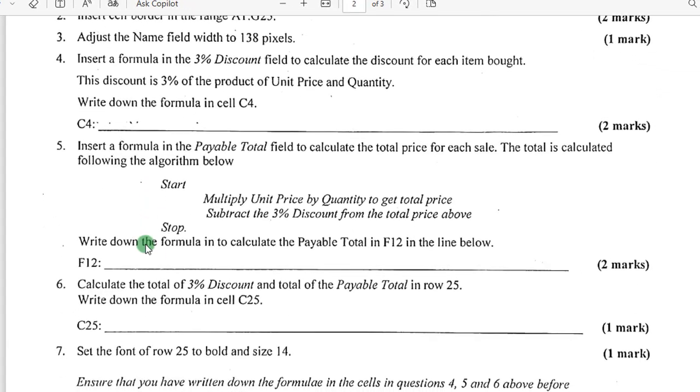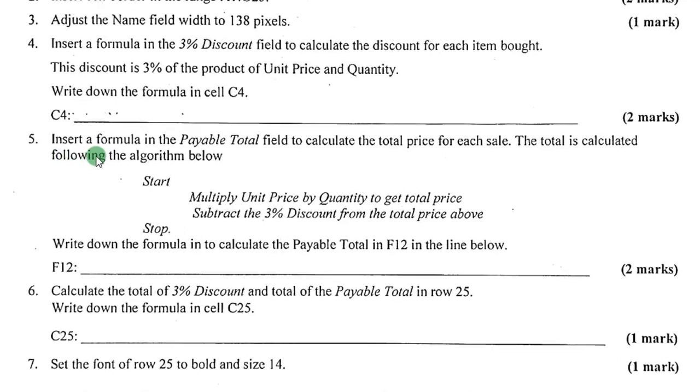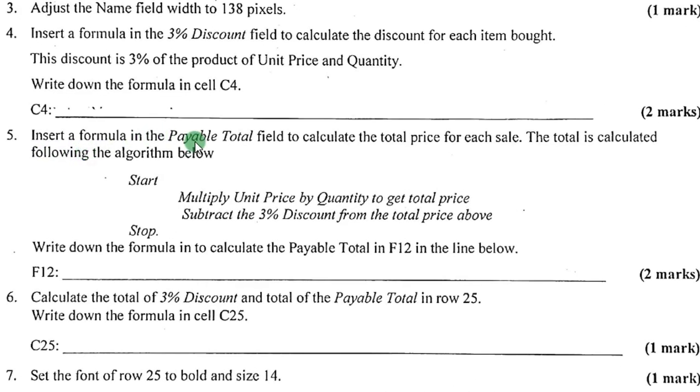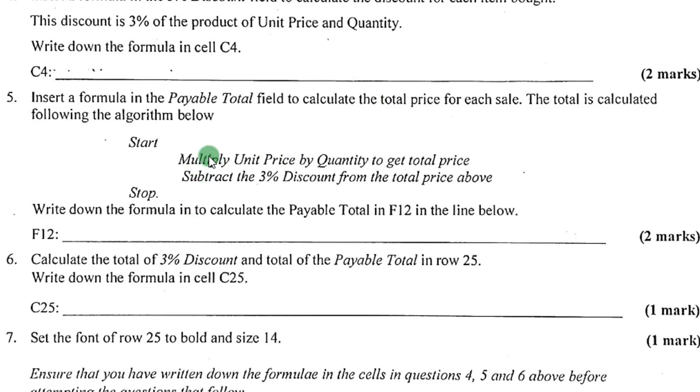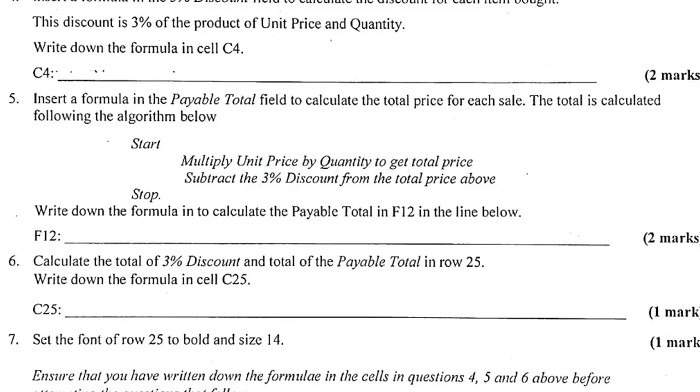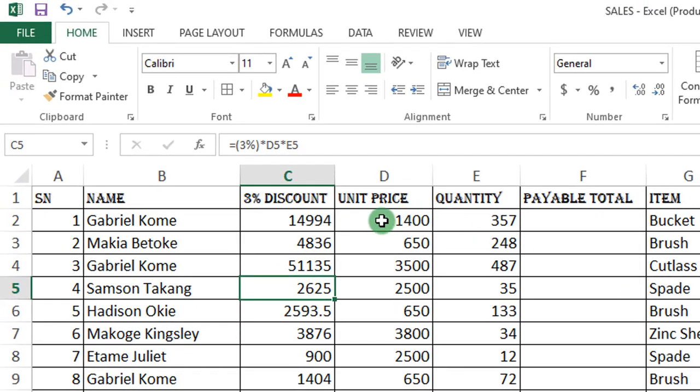Good. Now, number 5, they say insert a formula in the payable total field. So there's a field called payable total to calculate the total price for each sale. They say the total is calculated following the algorithm. It's very easy. They say multiply unit price by quantity to get the total price. So to get the total price, you multiply unit price times quantity. You just multiply them.